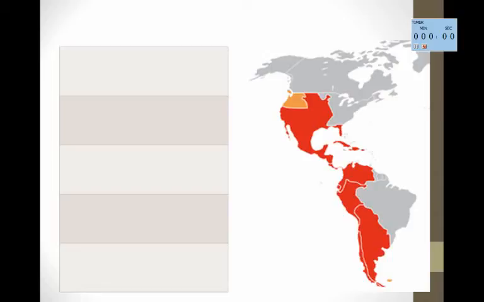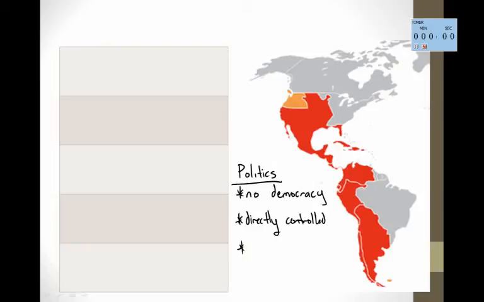The last thing we're going to talk about today is the Spanish colonial structure. And the first thing I want to mention is the politics, or the political structure of the Spanish colonies. First off, politically, there was no democracy. And so if there was no democracy, what that meant was that the colonies were directly controlled by the king, and because they were controlled directly by the king, that didn't necessarily mean that the king would show up, because he was all the way in Spain.